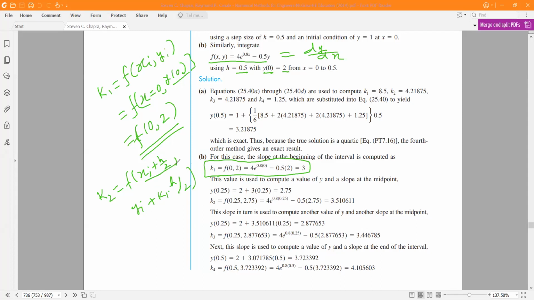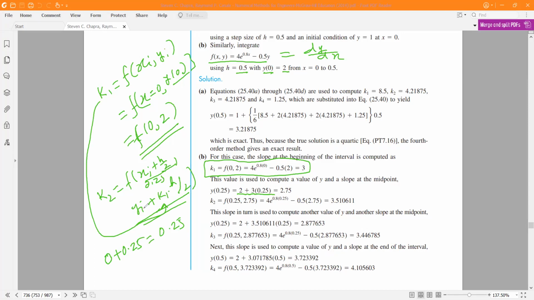Now, this quantity is available to you. It will be equal to 0 plus 0.25, equal to 0.25. So this is equal to 0.25. What is the value of this? You have to calculate. K1 is available from this step. Your yi is available from the initial step. So this is that value.